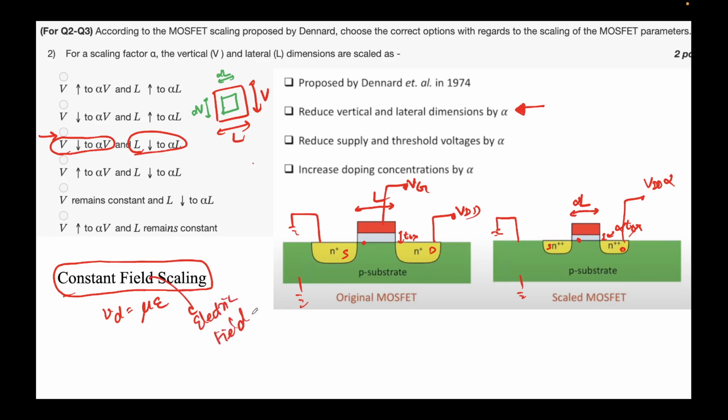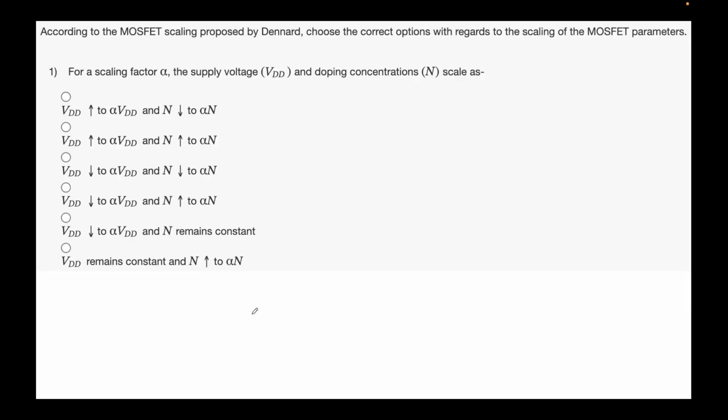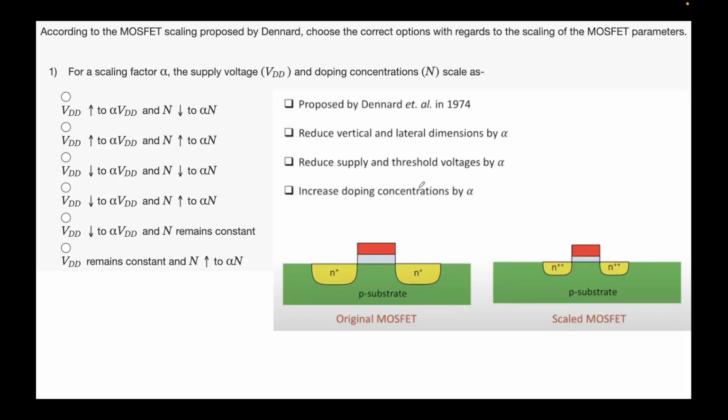Okay, the next thing we talk about is again a similar thing, scaling proposed by Dennard. Now here we're talking about supply voltage, which I referred to earlier. This is again from the same scheme. Again, the idea is that the field should remain the same, constant field scaling. We are scaling, but we are keeping the field constant. So the vertical electric field and the horizontal electric field.